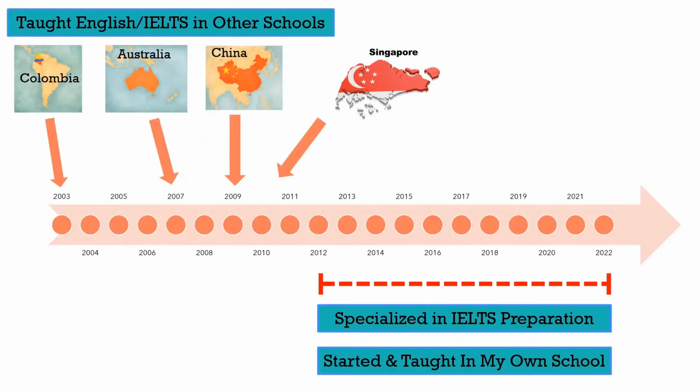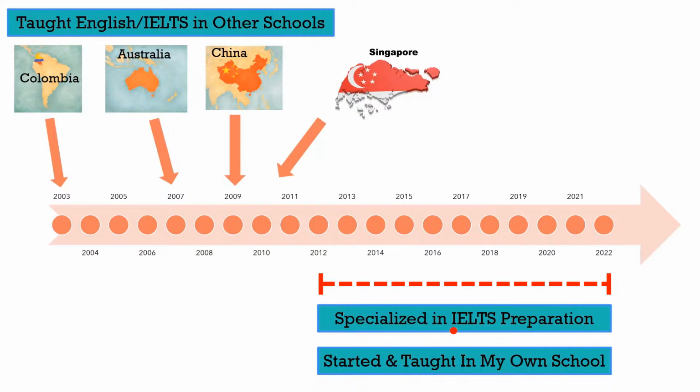So for me, I used to teach both English and IELTS in other schools from 2003 up to 2010 or 11 or so. In 2003, I taught in Colombia, South America. In 2007, I taught in Australia. 2009, I taught in China. And then I taught also in other schools in Singapore. But then I started to specialize in the last 10 years or so. From 2012 onwards, I specialized in IELTS preparation.